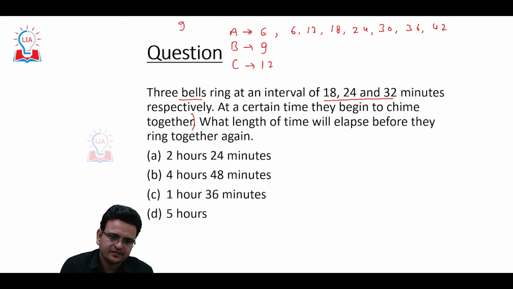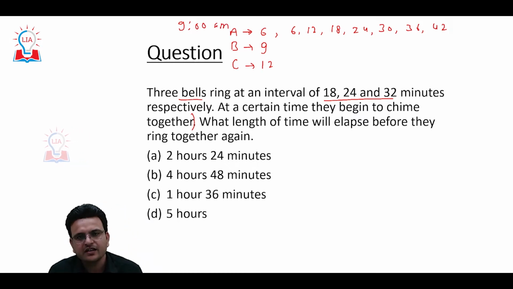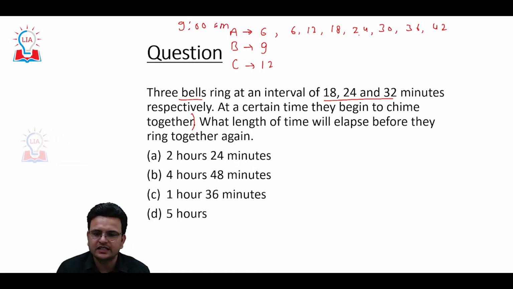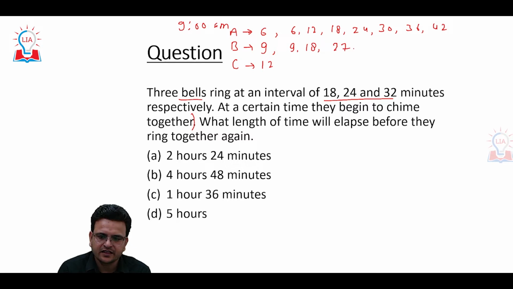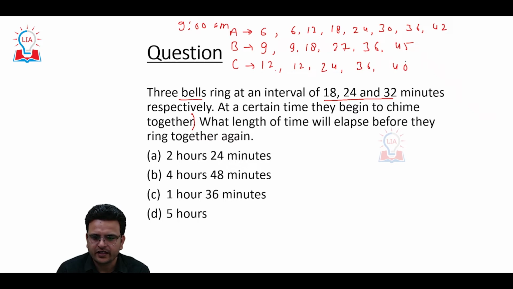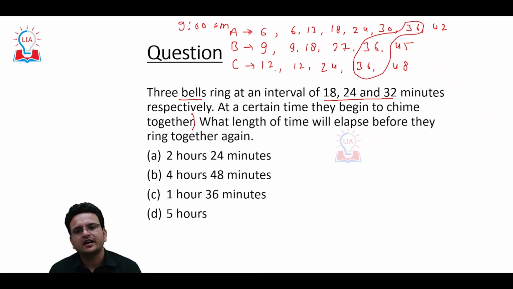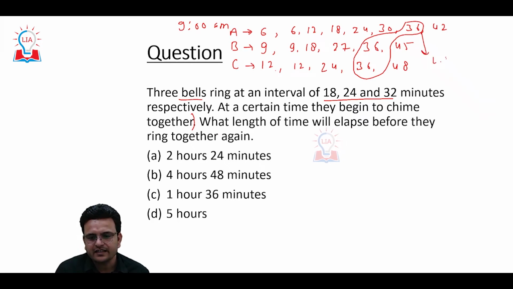Consider 9 am. Again these bells continue ringing like 6, 12, 18, 24, 30, 36, 42. In the same way 9, 18, 27, 36, 45, and in the same way 12, 24, 36, 48. So this is the common number, and what is it? It is the LCM.